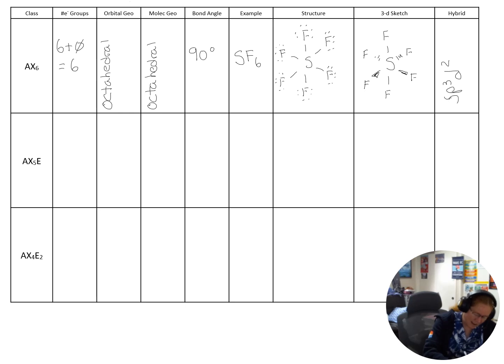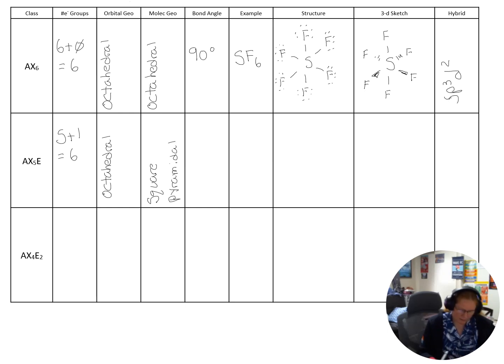All right, we've got 5 plus 1, which equals 6. So we're octahedral. For our orbital geometry, our molecular geometry, this one is the square pyramidal. Okay. We're going to keep to those 90-degree bond angles. All right, we've got some bromine pentafluoride here.